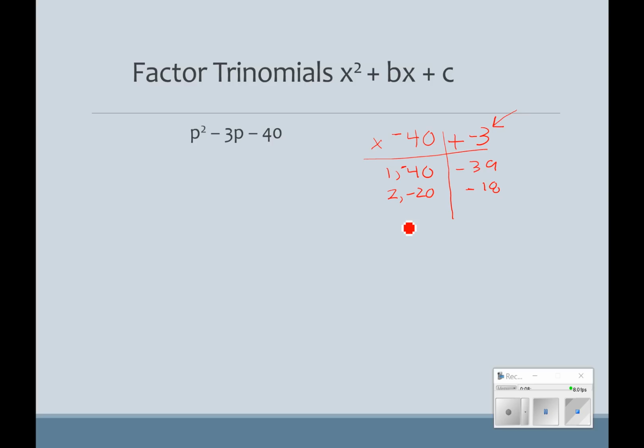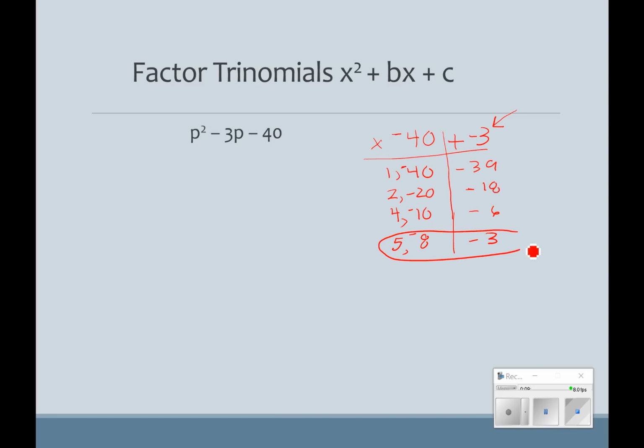3 doesn't go into 40 evenly. 4 goes into 40 10 times, and when I add 4 and negative 10, I get negative 6. 5 goes into 40 8 times, so the 8 would be negative. When I add them, I get negative 3.